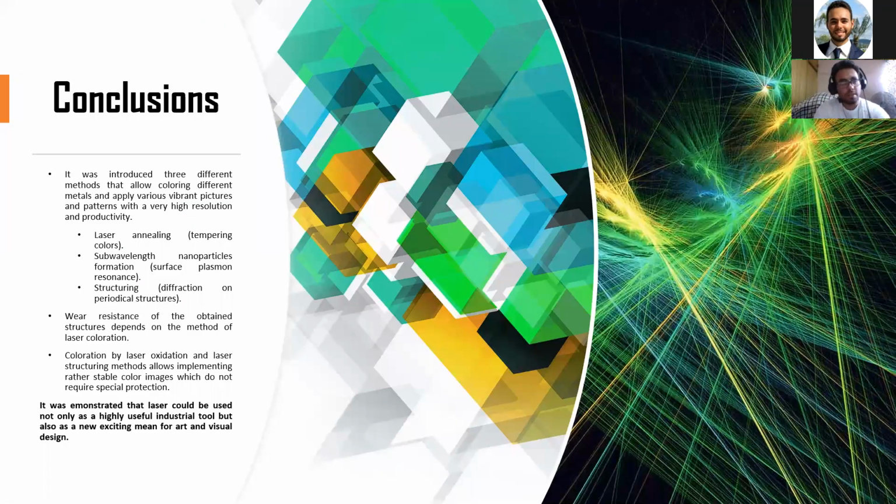Well, as conclusions, different methods were introduced that allow coloring different metals and applying various vibrant pictures and patterns with a very high resolution and productivity in the area of art design. It was found that wear resistance is an important design property that depends on the laser coloration method. It was observed that the stability of the colors obtained depends on this property. Coloration by laser oxidation and laser structuring methods allows implementing rather stable color images which do not require special protection.